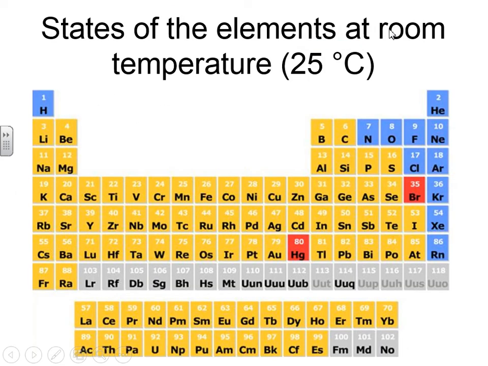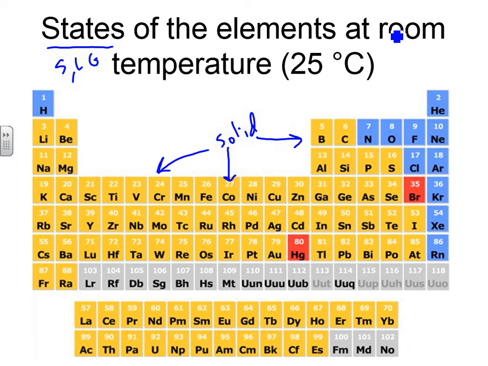So let's talk a little bit about the properties on the periodic table of the different elements. The first property we'll talk about is the states of the elements. Remember, states are like solid, liquid, and gas. And if you take a look, most of the elements are actually solids. So the yellow here would be solid. And you'll notice that most of the elements on the periodic table are yellow. So solids are the most common on the periodic table.